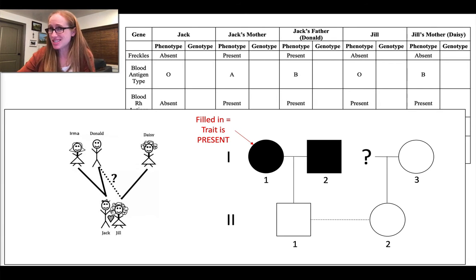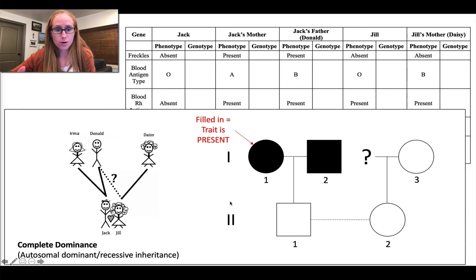Now, that doesn't necessarily tell you what their genotype is, but we can figure this out through a process of elimination. So let's start with, we know, or I'm going to tell you, that freckles are complete dominance. It's what we've been seeing so far in our genetics, is that one trait is dominant, one trait is recessive.